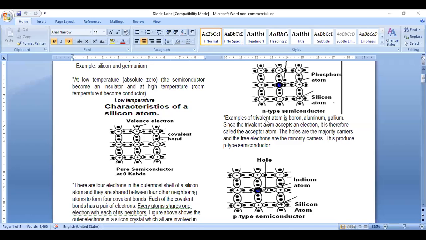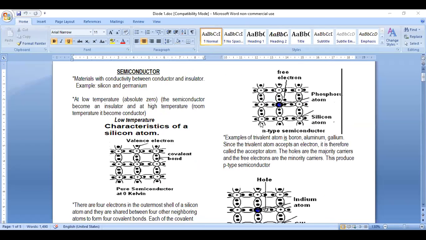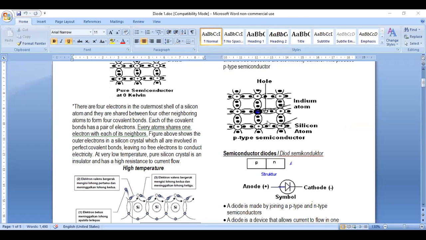So what you must know is an example of a pentavalent atom, an example of a trivalent atom, and what the pentavalent atom does. It donates the electron. Trivalent accepts. For pentavalent, the electron becomes the majority. For trivalent, the hole becomes the majority. For pentavalent, we call it an n-type semiconductor. For trivalent, we call it a p-type semiconductor.